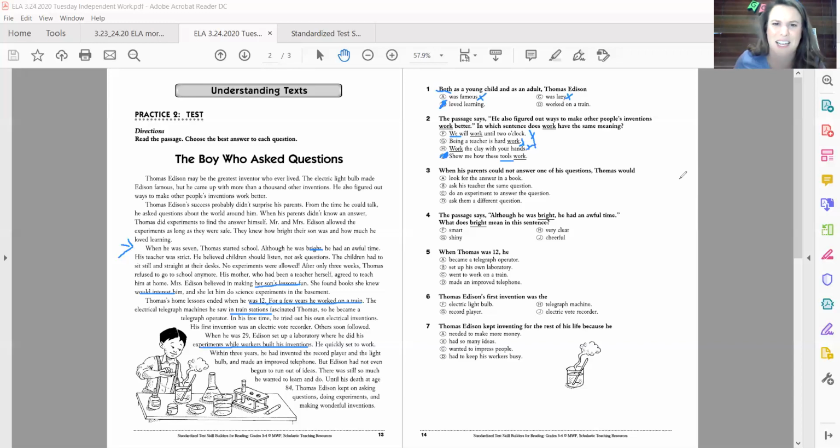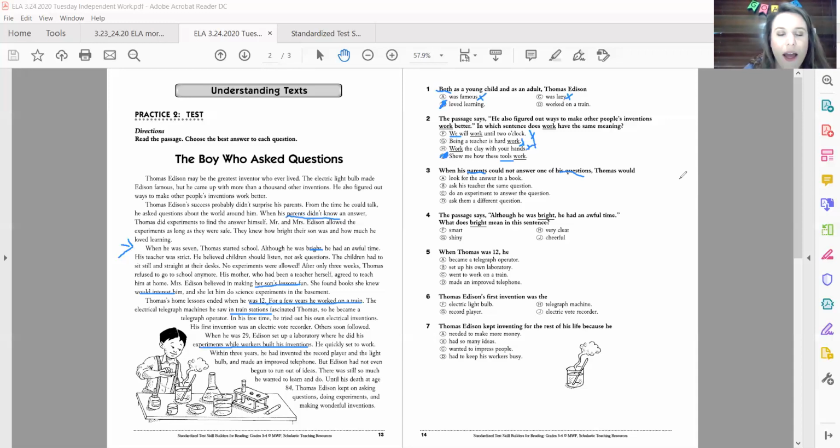But let's see what the text says, because we need to figure out what the text says, not what we think is the best answer. Go back into the text and look. All right, so here we go. When his parents could not answer one of his questions, Thomas would look for the answer in a book. Let's go back and look for those keywords, maybe parents and questions. Those keywords will help us. Oops, that's a little bit blurry. Let's try that again. There we go.